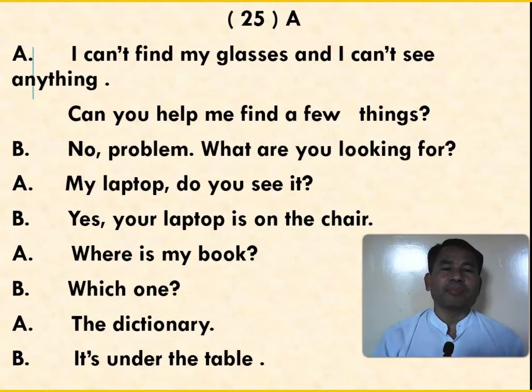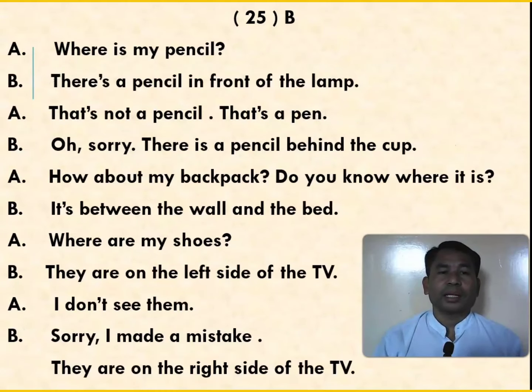Great! This time I am B, you are A. Ready? Let's go. You go ahead. No problem. What are you looking for? Yes, your laptop is on the chair. Which one? It's under the table. There's a pencil in front of the lamp. Oh, sorry, there's a pencil behind the cap. It's between the wall and the bed. They are on the left side of the TV. Sorry, I made a mistake. They are on the right side of the TV.